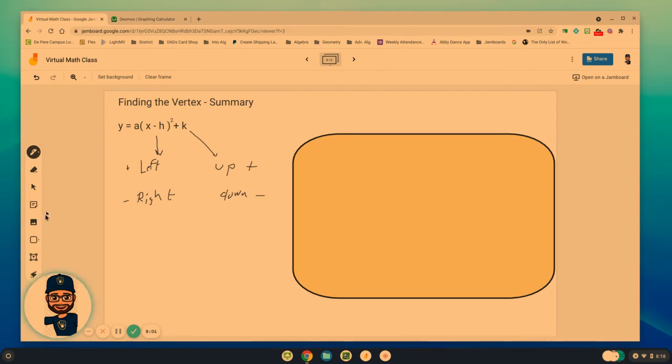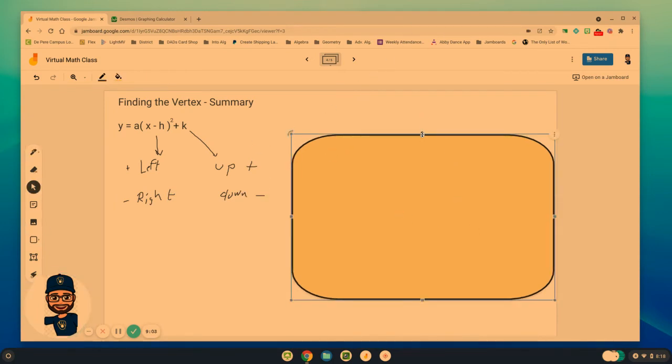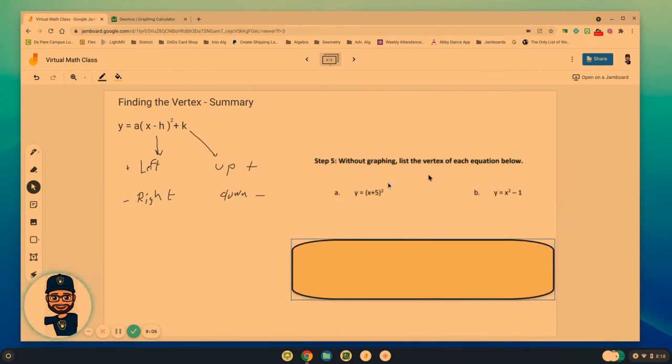So let's see what happens with a couple of examples. Without graphing, we're not going to go to decimals right now. List the vertex of each equation below, right? What's that vertex? So if we look at this one, y equals parenthesis x plus 5 squared. Inside it tells us to go left or right. And when it's positive, we're actually going left. So instead of being at 0, 0, we go left 5 or negative 5, 0.